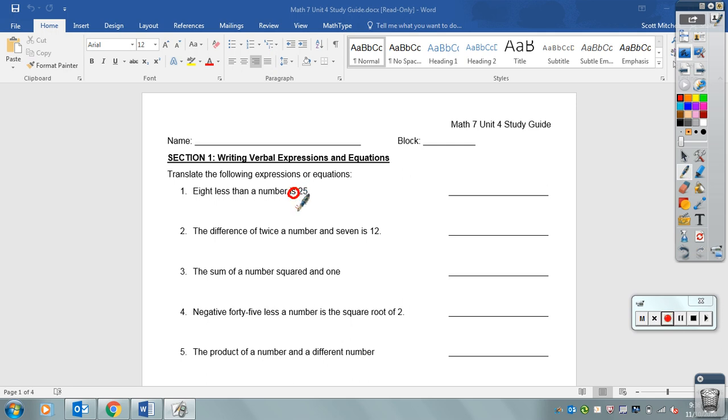8 less than a number is 25. One of the keys is to circle the word "is"; "is" is equals, 25. "Less than" is one that means subtraction. You can guarantee you'll see it on most of the summatives. Less than means subtract, but it also means flip.